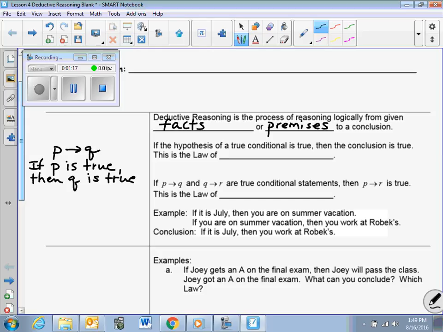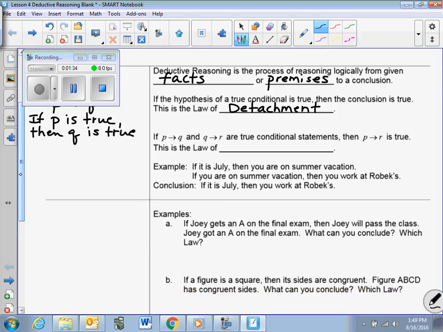This is called the law of detachment. Why is it called the law of detachment? I don't really know. Feel free to Google it and find out. So you got a conditional statement, if P then Q. If P is true, then Q is true. That's just the law of detachment. We'll use that in some examples here in a bit.